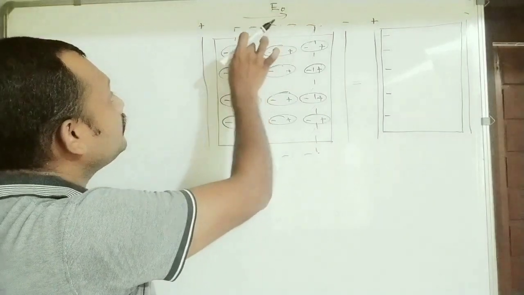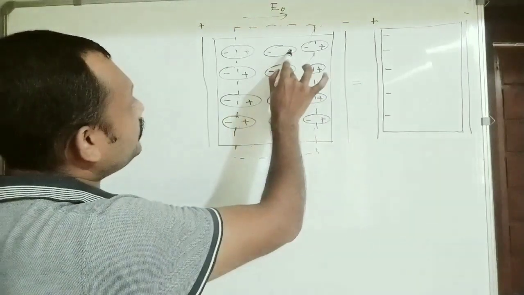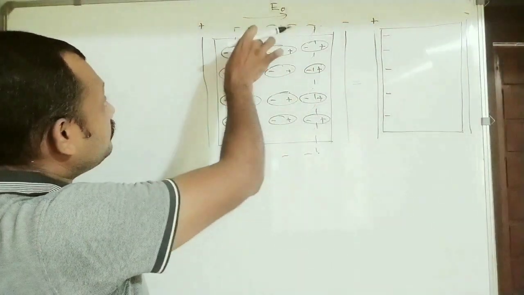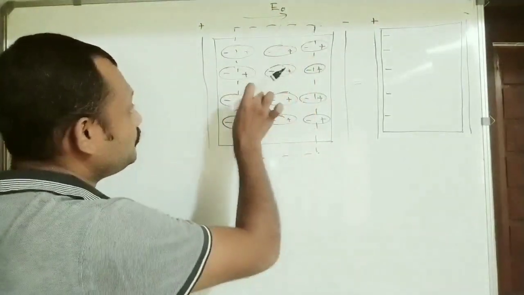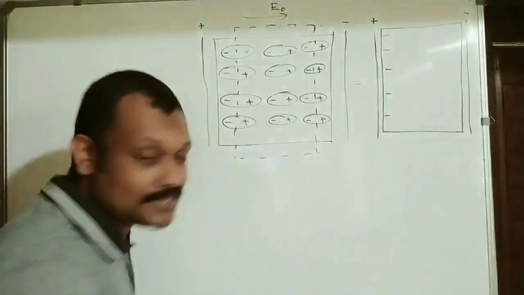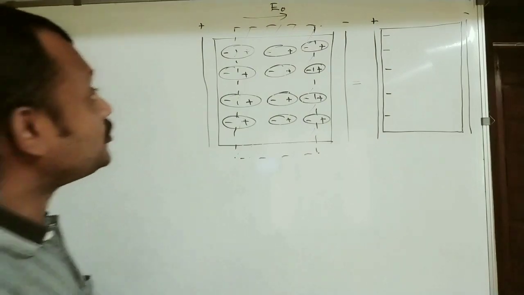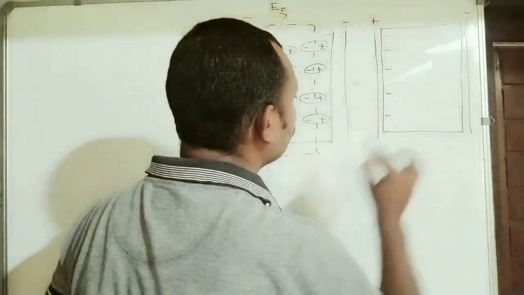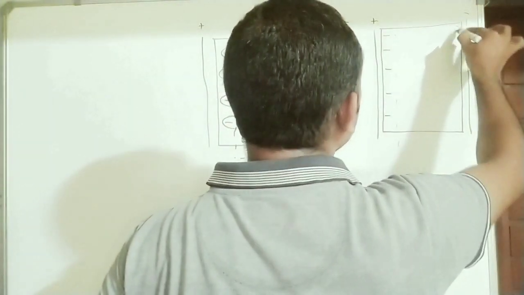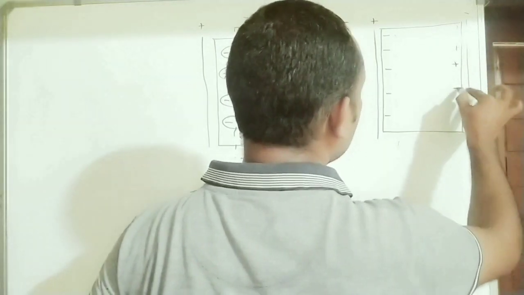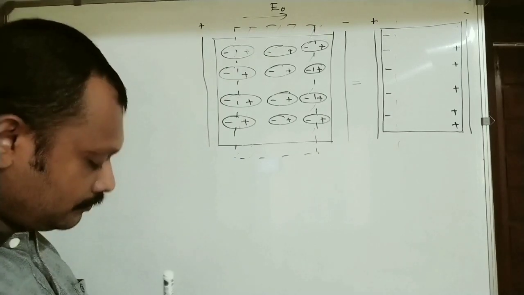Because the effect of this positive is nullified by this negative. Similarly, the effect of this positive is nullified by this negative, such that each positive and negative pair cancel each other. That means there is a region of negative charge nearer to the positive plate, and there is a region of positive charge near the negative plate. Right? Hope you can see this.